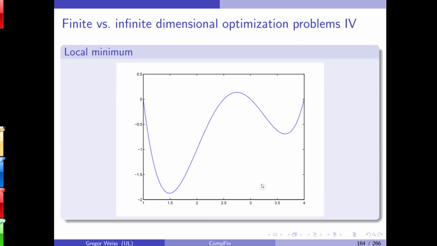This is the result on the next slide. And as you can see, this is the plot of a polynomial with 2 optima, one local, one global. Okay.